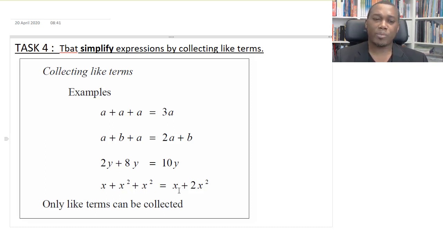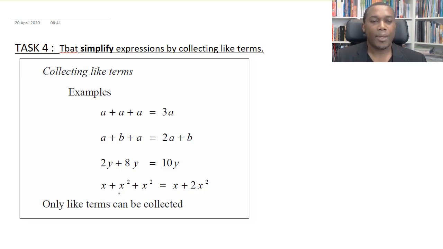When we have the squared terms, pay particular attention to what's happening here. You might be tempted to look at this, x squared plus x squared, and what we're trying to get across, look carefully at this, is that squared terms are different to the terms without the power. So what you have is x plus 2x squared, okay? They are not like terms, you can't collect them.